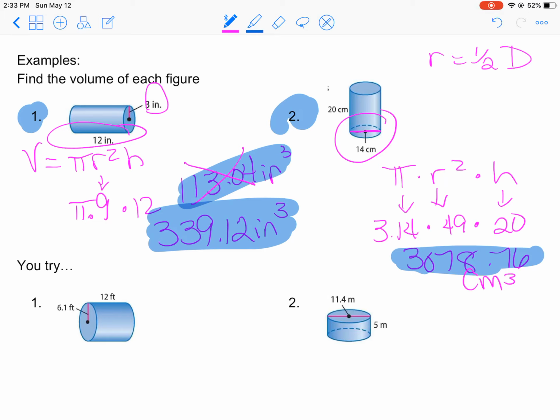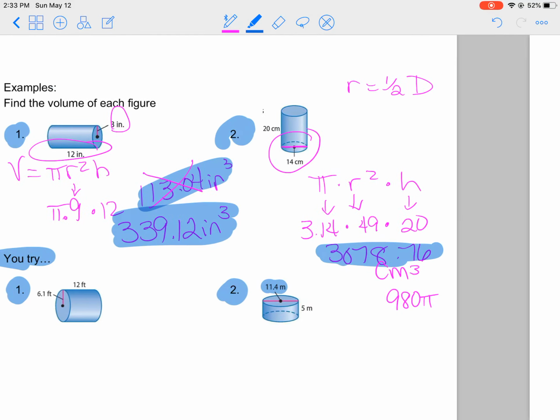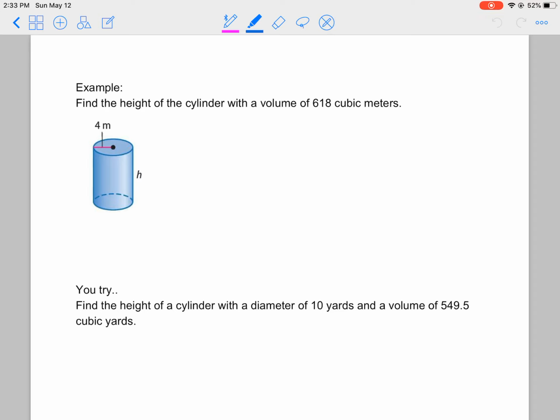When you get to high school level geometry as a freshman, they sometimes will leave the pi in the answer, and they might write 49 times 20 and get 980 pi, and they might leave it like that. Okay, so you'll see that. All right, I'd like you to do these on your own in the note check, number 1 and number 2. These are very similar to what you just did. The only thing to pay attention to is that it is the entire diameter on number 2, whereas on number 1 you have a radius.